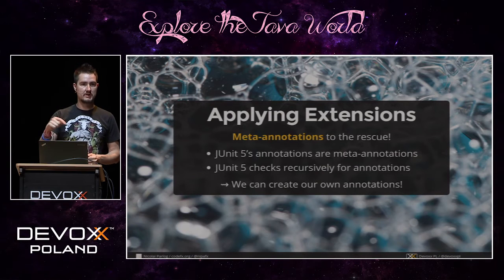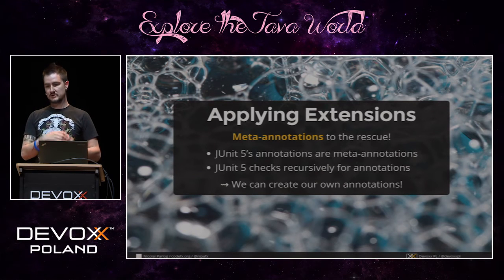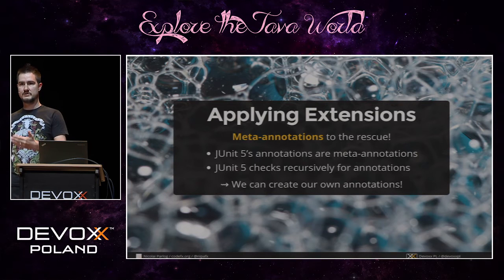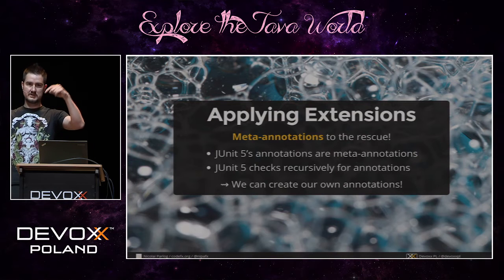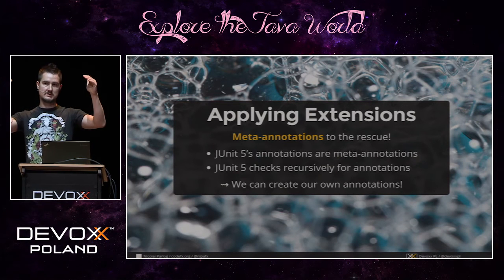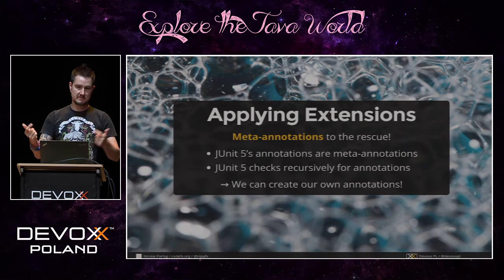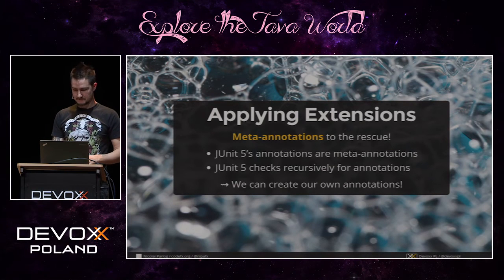And that means we can create our own annotations easily, because we can create an annotation, put it on our class or test, and when JUnit sees it, it will go up that tree and look for annotations on it and do so until it finds everything, and then it will check, is this, for example, a test? And if yes, I will run it.